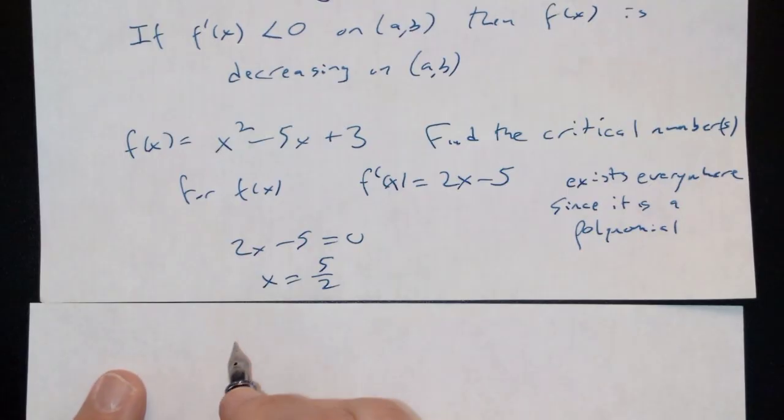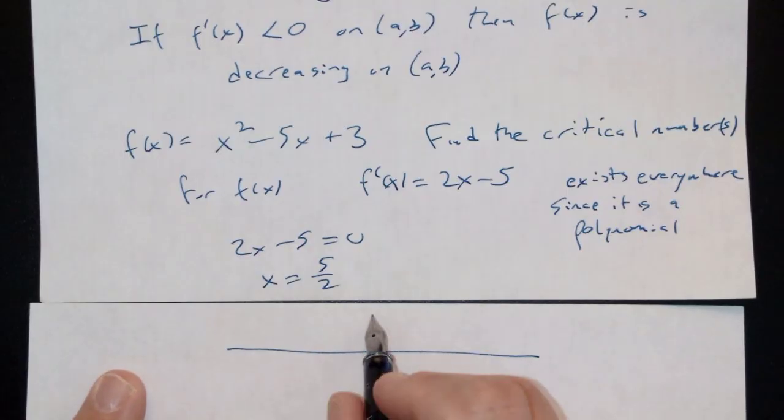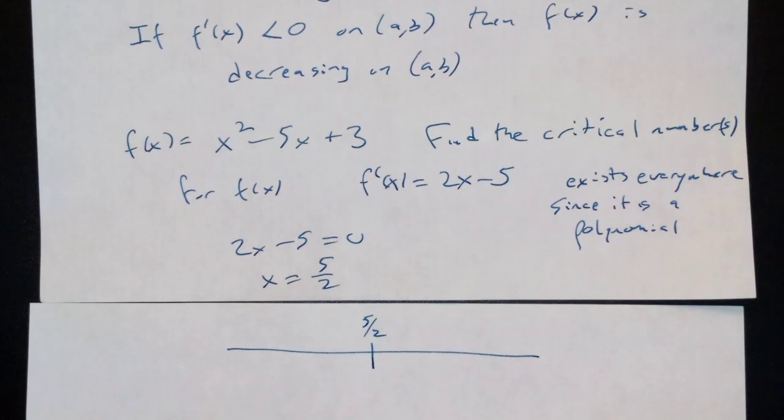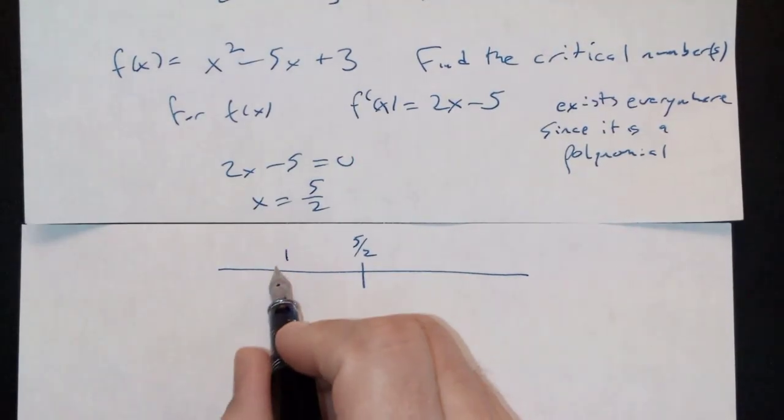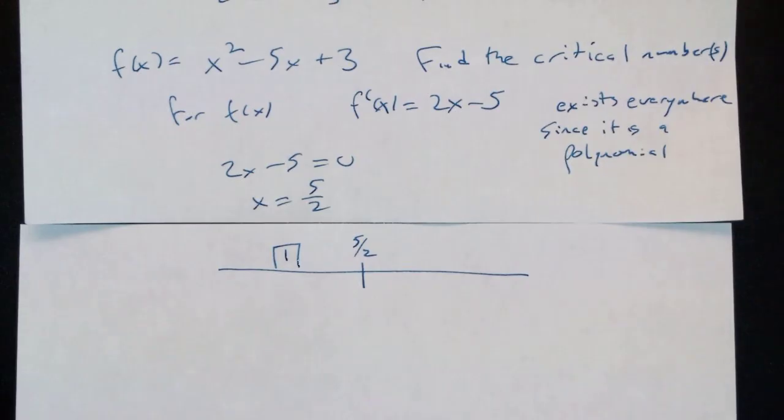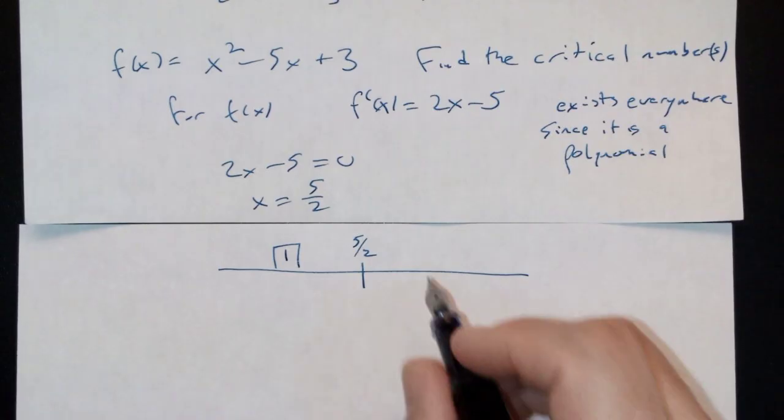Here's a number line. There's 5/2. Somebody give me a number, any number at all, smaller than 5/2. 1. Okay. I'm going to put it in a box over on this side. Any number at all bigger than 5/2. Great.